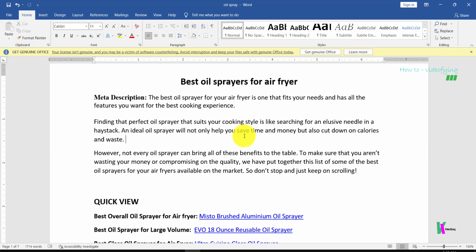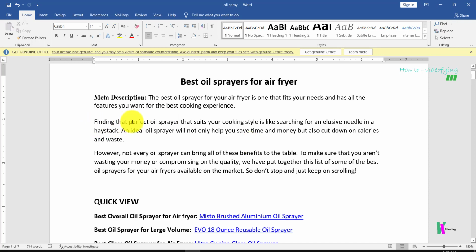The mistake writers usually make is they write about what an oil sprayer for air fryer is. The readers already know what an oil sprayer is, so they are specifically looking for the product, not what it's about and what it does. They are looking for the factors to consider for buying a specific product.